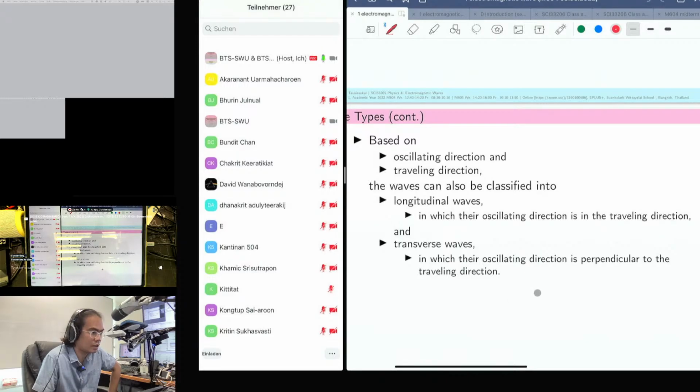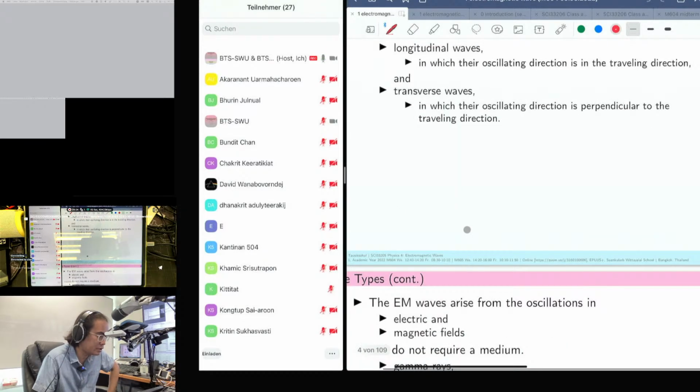So what does that mean? It means it propagates in some way, and there is vibration that is perpendicular to its propagating direction. What is the example of this one? The electromagnetic wave is classified as transverse wave. The EM wave is transverse wave. The voice or sound is longitudinal wave. All right.